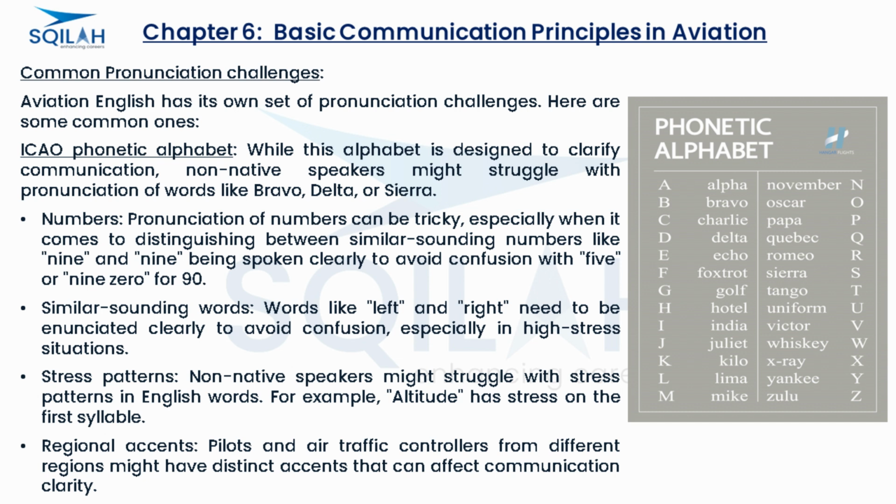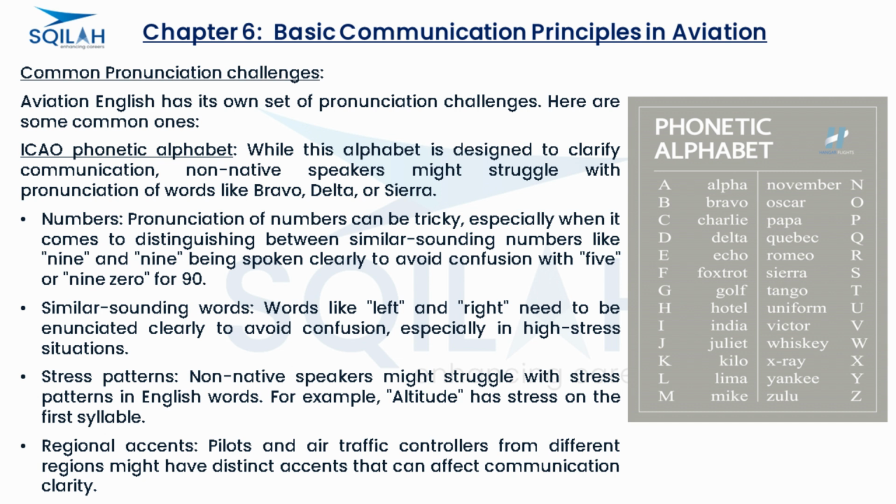Common pronunciation challenges. Aviation English has its own set of pronunciation challenges. Here are some common ones. ICAO phonetic alphabet. While this alphabet is designed to clarify communication, non-native speakers might struggle with pronunciation of words like Bravo, Delta, or Sierra. Numbers. Pronunciation of numbers can be tricky, especially when it comes to distinguishing between similar-sounding numbers, like 9 being spoken clearly to avoid confusion with 5, or 90 for 90.